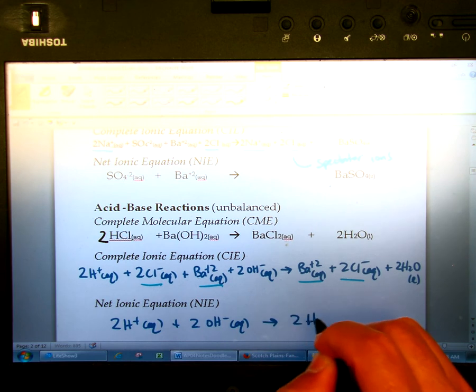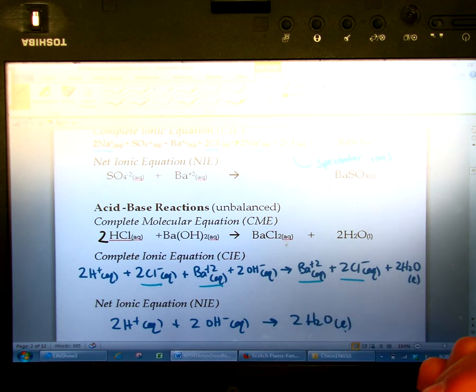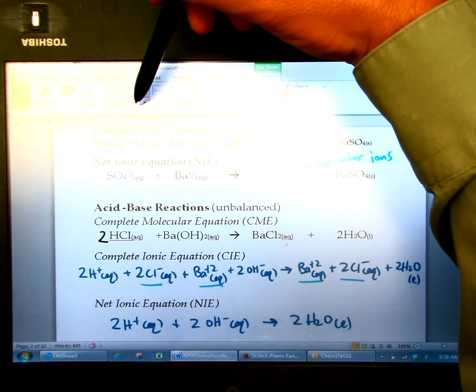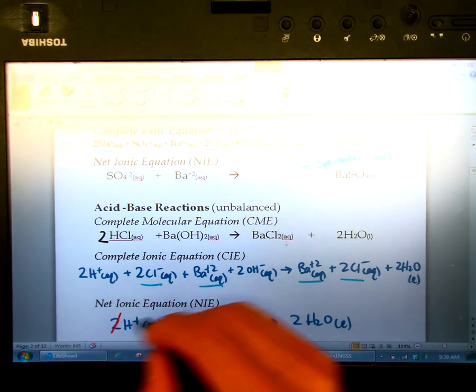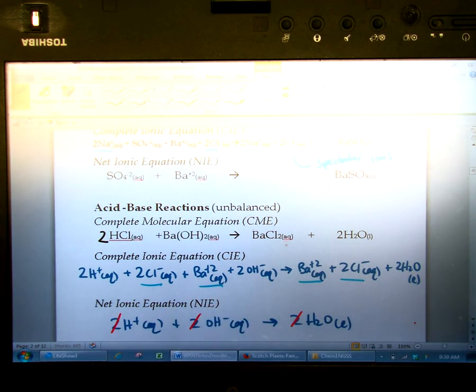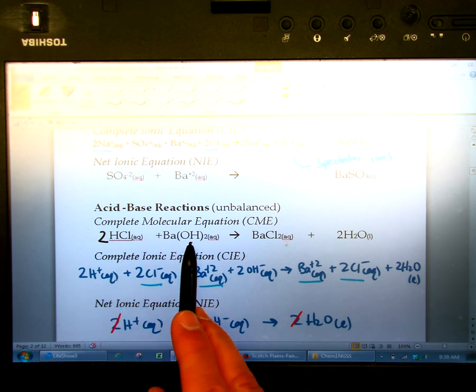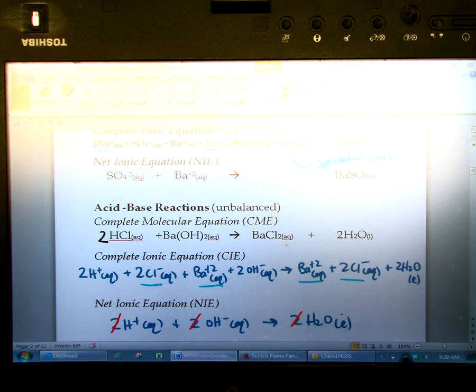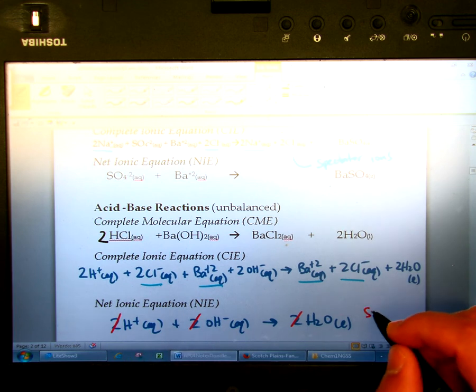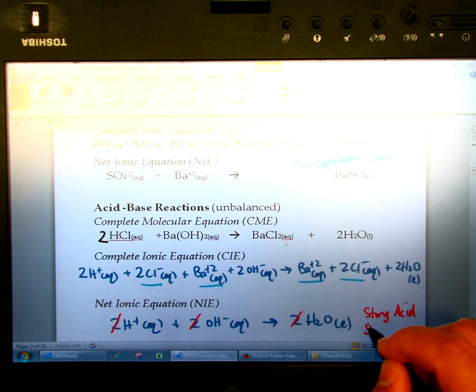2 waters, liquid. And you should notice that even this is not the simplest because you can get rid of all these 2's and just have H plus OH minus yields H2O. And this is the net ionic equation for the reaction of HCl and Ba(OH)2. And in fact, this will always be the net ionic equation for a strong acid and strong base reaction.